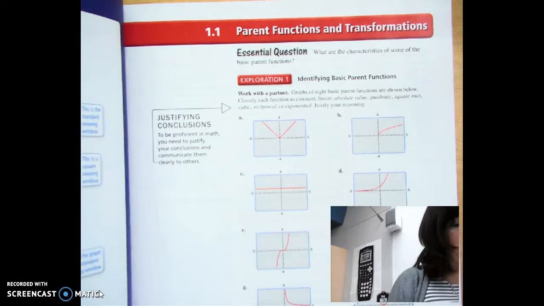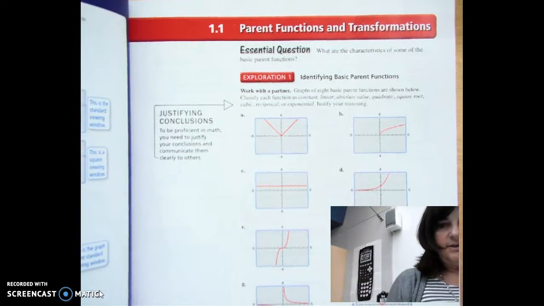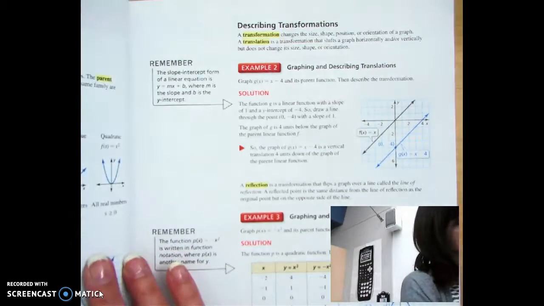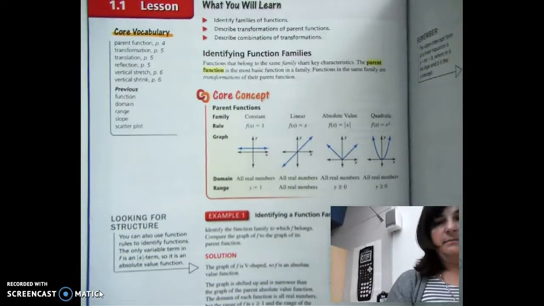And then the actual questions. So it starts with an essential question and an exploration. That looks like it's even before the actual lesson starts. Yep, here we go. On the lesson page.